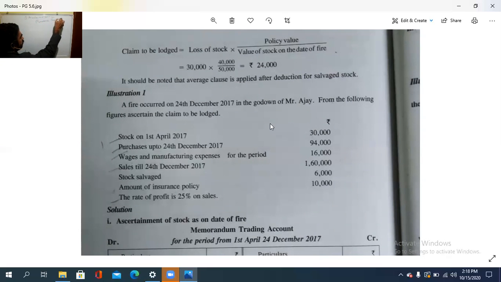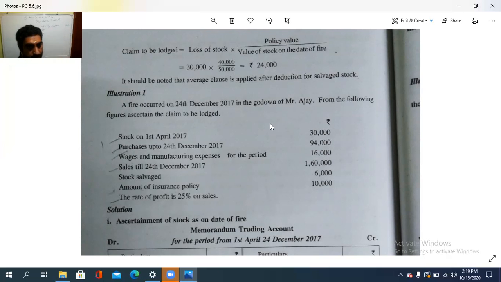Okay, that is the memorandum trading account. So firstly, stock on 1st April is 30,000. To opening stock 30,000, to purchases 94,000, no returns. Then wages and manufacturing expenses 16,000. Then sales, by sales 1,60,000.